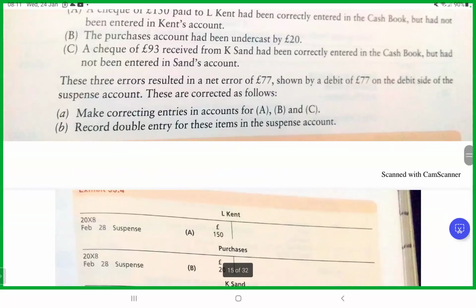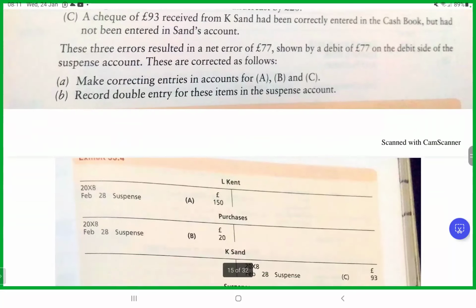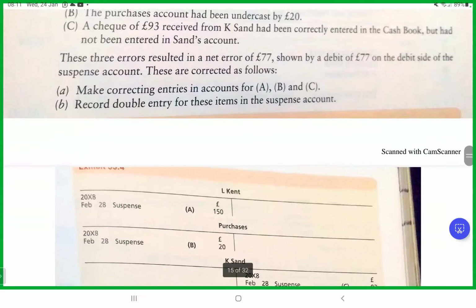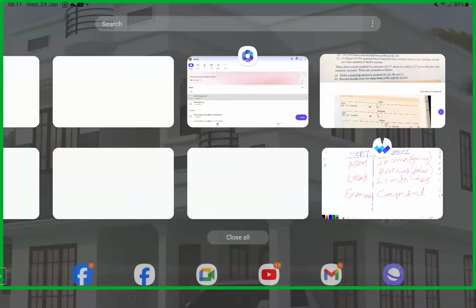Now, there was a check of 93 that was received from Sandy. It was received by who? We don't know. We received a check from Sandy that had been correctly entered in the cash, but had not been entered in Sandy's account. So in short, Sandy's account gave a check, right? So to correct the error, Sandy's account is credited.